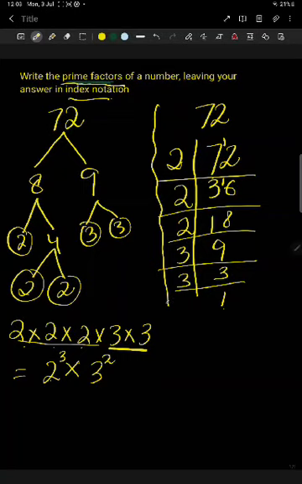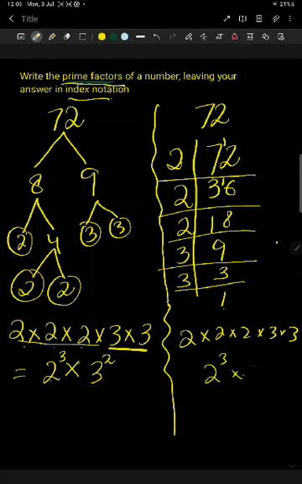So now, if I start writing in the form of index notation, I have done the factorization over here. This is the factorization. I have done the factorization now with another method. Now I will write in the form of index notation. First of all, I will write all the factors: 2 into 2 into 2 into 3 into 3. Now 2 raised to power 3, 3 raised to power 2.